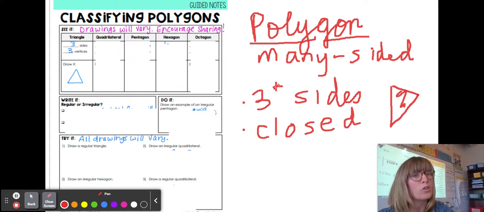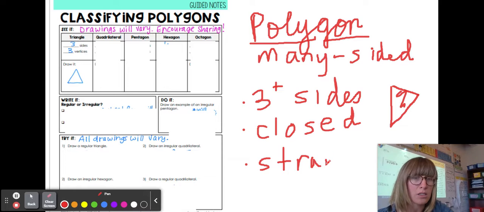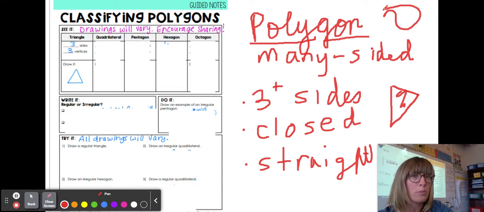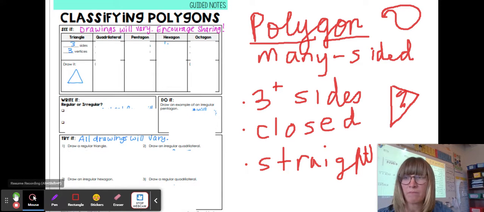So a polygon has to have at least three sides, it has to be closed, and it has to have straight sides. Straight lines. It has to have straight lines. So you can't have anything that's loopy and swoopy like this. Even though this is closed, right? It kind of looks like a gourd. Even though it's closed, the lines are not straight, so it cannot be a polygon.